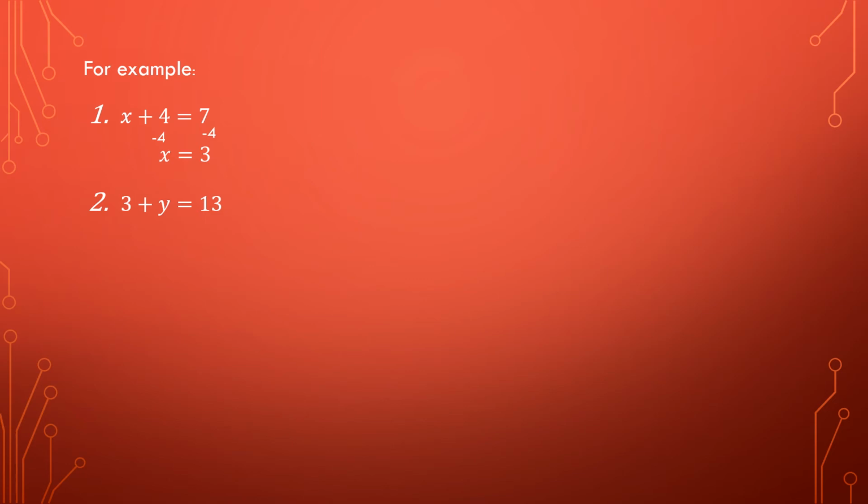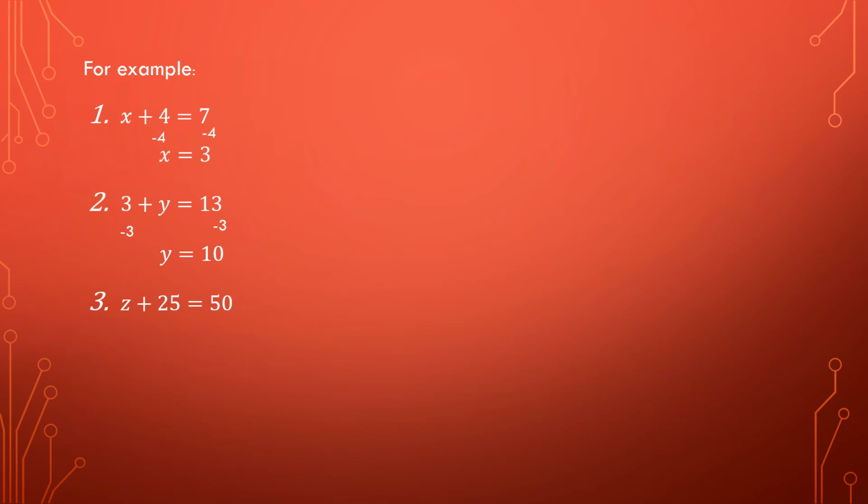So I need to find the inverse here. I need to take away 3 because I've got 3 there. So I need to subtract 3 from the left. So I need to subtract 3 from the right. And so 13 minus 3 is 10. So here y is equal to 10.